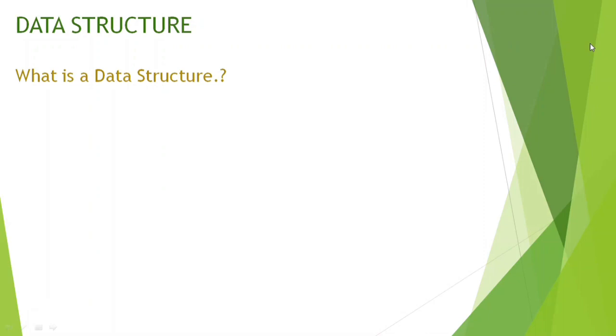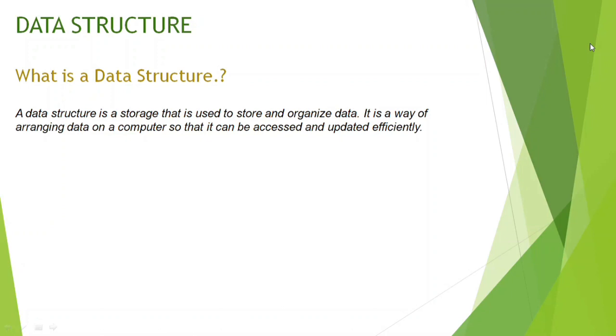So now let us learn what data structures are. A data structure is a storage that is used to store and organize data. It is the way of arranging data on computers so that it can be accessed and updated efficiently. The basic example of data structures is arrays.